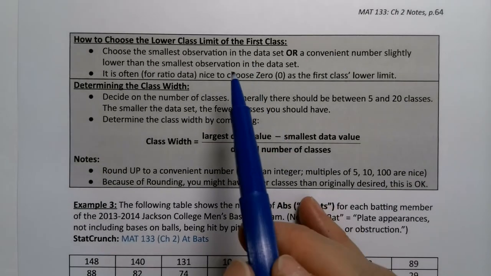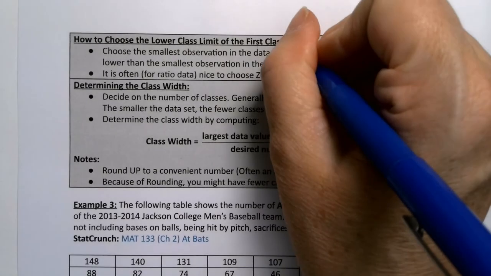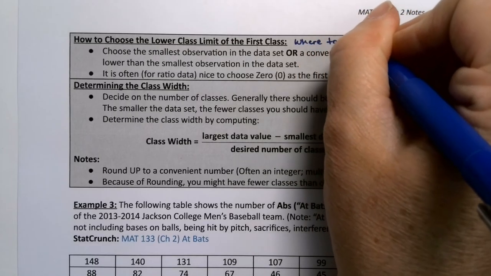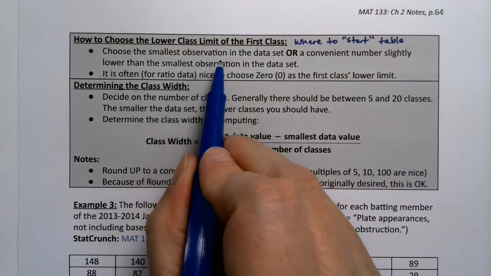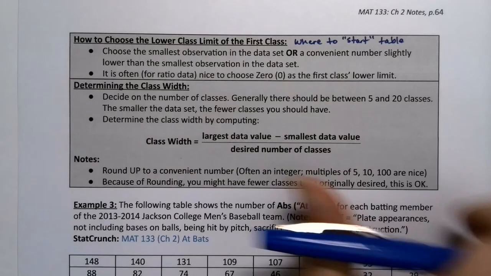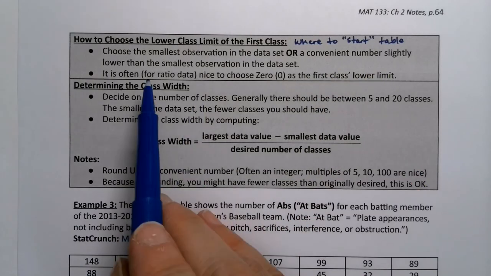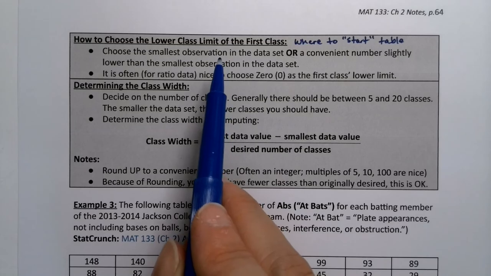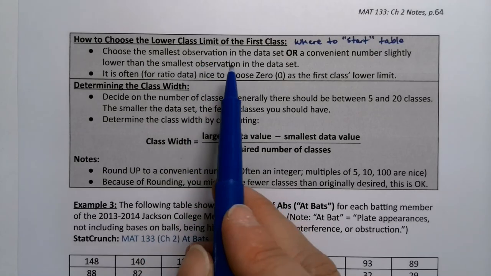So for your lower class limit of the first class, which is where you begin, right? So this is where to start the table. You generally choose either the lowest observation in your data set, which is called the minimum, or a convenient number that's slightly lower than the smallest observation. That's usually with some rounding. So for example, if your lowest data point is 2.34, you might just round it to 2 because it's easy.